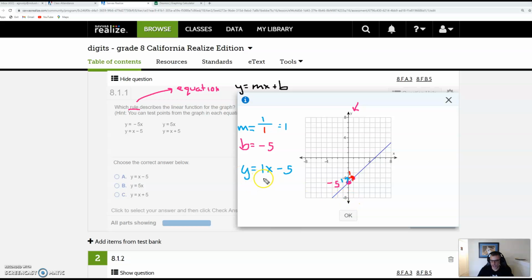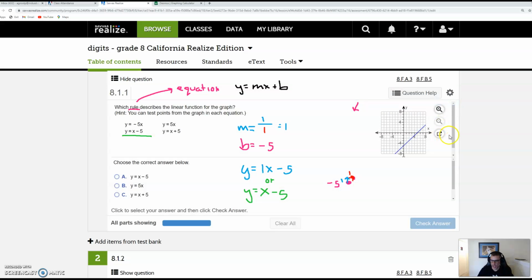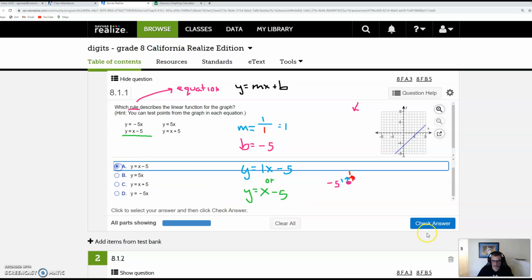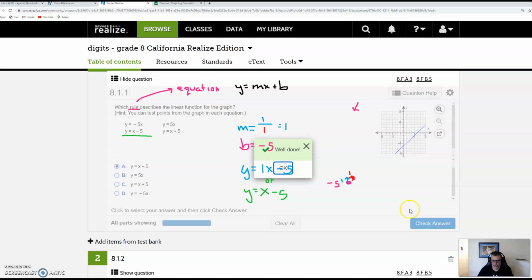So the way that they're going to write this, I'll say or. You could write it this way, but the way the computer is going to write this is y is equal to x minus 5. And I go and look at my choices. There it is. So unfortunately, I have to close this little window here. And it says, choose the correct answer below. I am looking for y equals x minus 5. There it is. Got it.